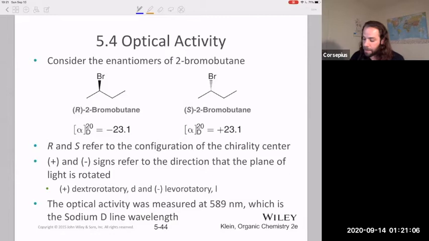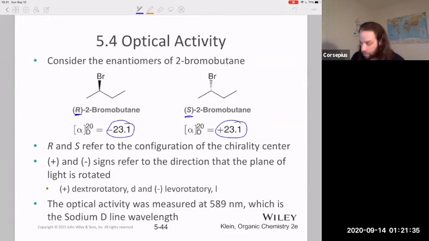So again, R and S refers to your different stereocenter designations, right? These are chiral molecules, they're enantiomers, mirror images, and they will rotate light to the same extent, but in different directions. So the specific rotation for 2R-2-bromobutane is negative 23.1, whereas for the S stereoisomer, it's positive 23.1.